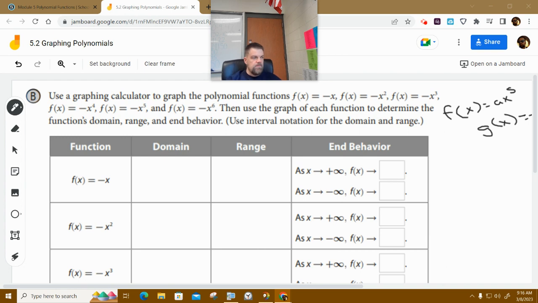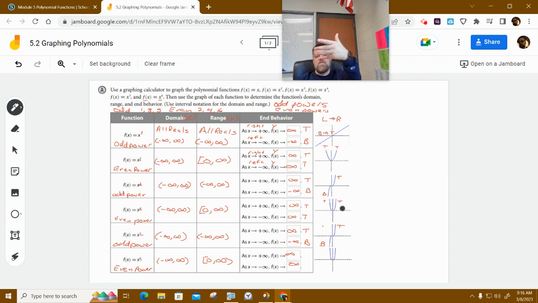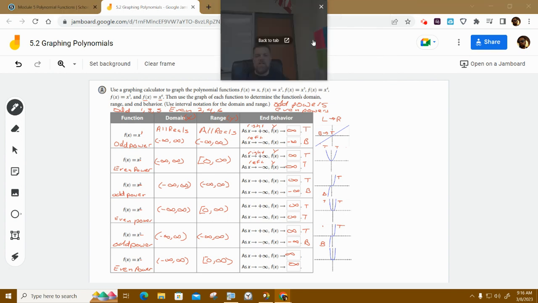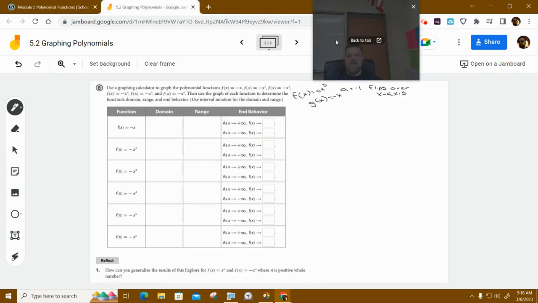All right, so let's just graph this and see what the end behavior is. But basically, all the graphs that we did yesterday, and all these graphs that we have here, we're just going to flip them. Okay? We're just going to flip them. All right? And so let's take a look at that and see how that changes things.